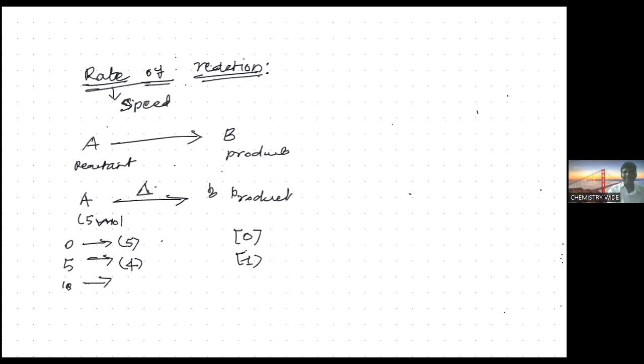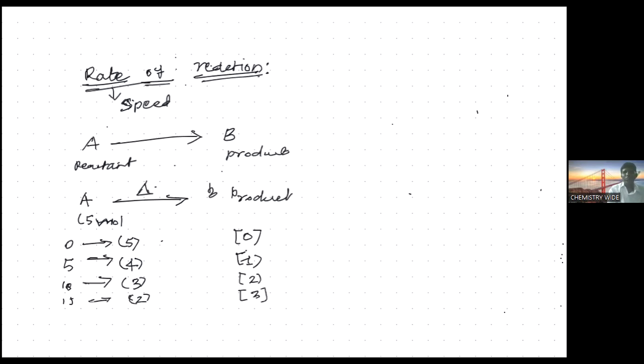At 10 minutes interval, again A reactant is going to be decreased, 1 mole decrease. So product is 2 mole increase. At 15 minutes interval, reactant A is going to be decreased by 2 mole, and the product B is going to increase to 3 mole.